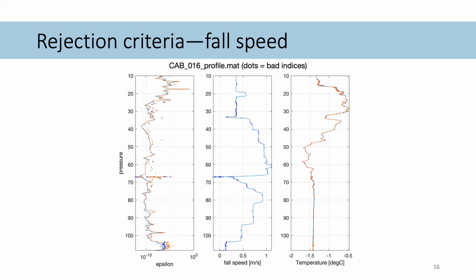In our data, it looks like this. So in the area between 60 and 70 decibars on the middle panel, you can see that fall speed decreases abruptly, and it actually dips below zero, which represents a brief direction reversal. So as a result, we see a spike in high epsilon, so that's like saying a spike in turbulence in the left panel. Using a fall speed threshold, we would reject the points indicated by the dots here, such as these.